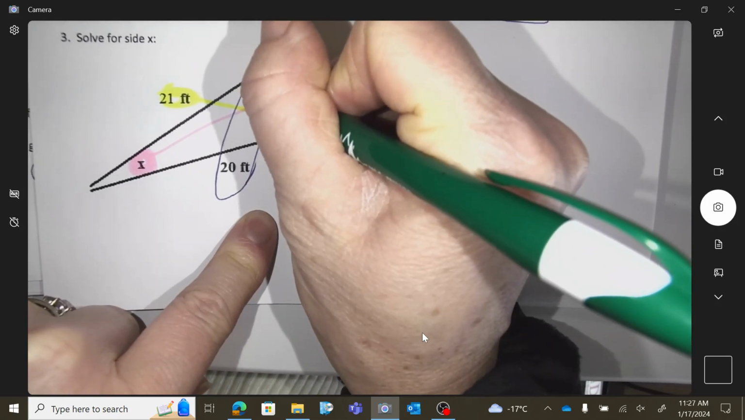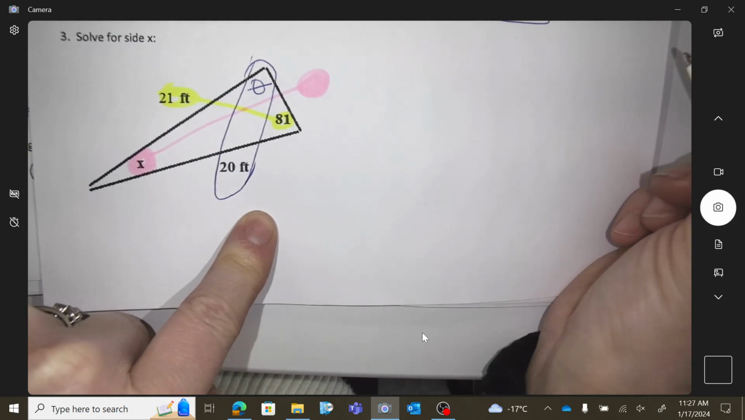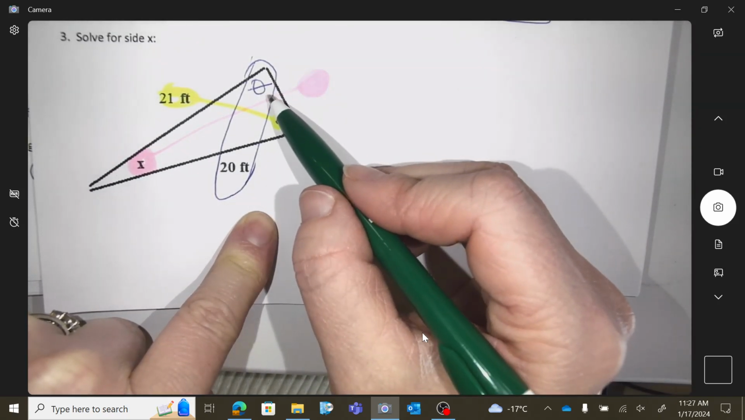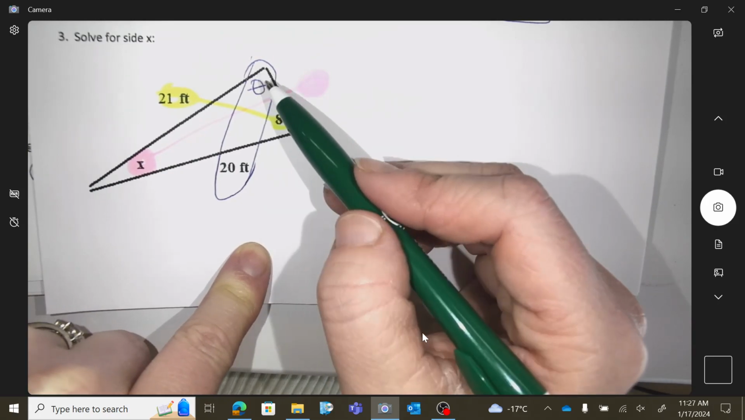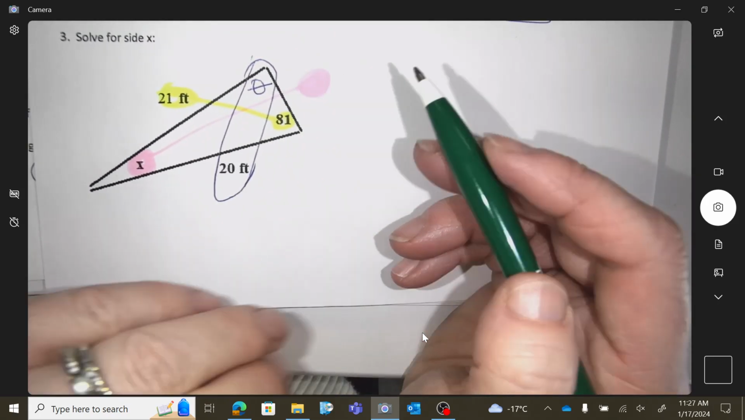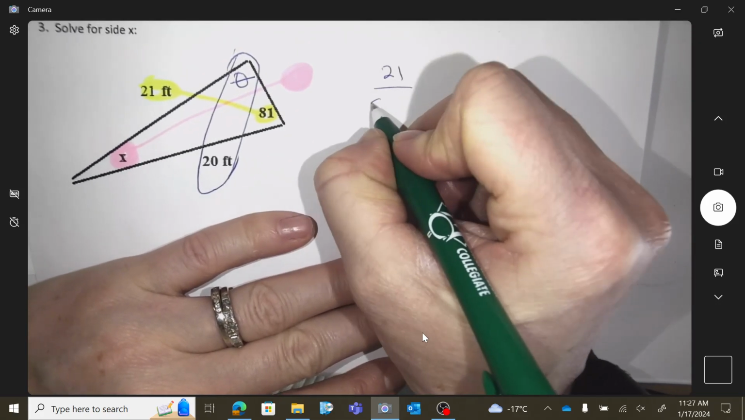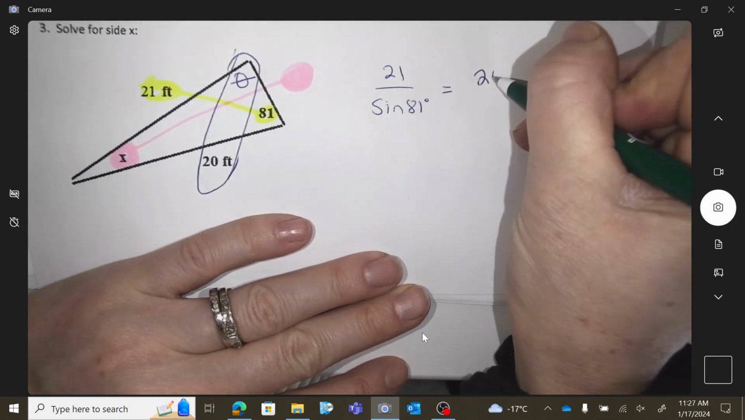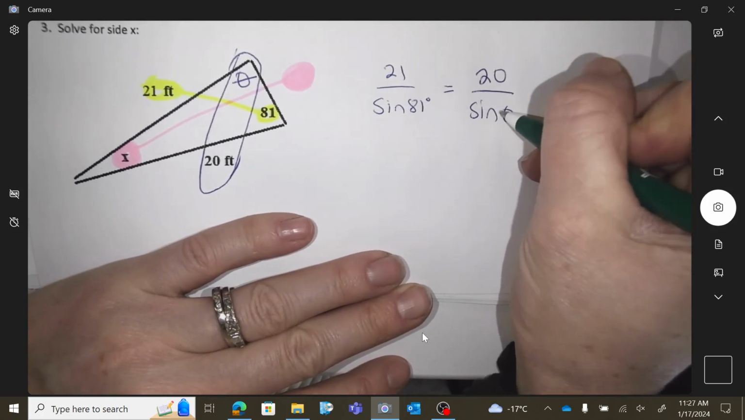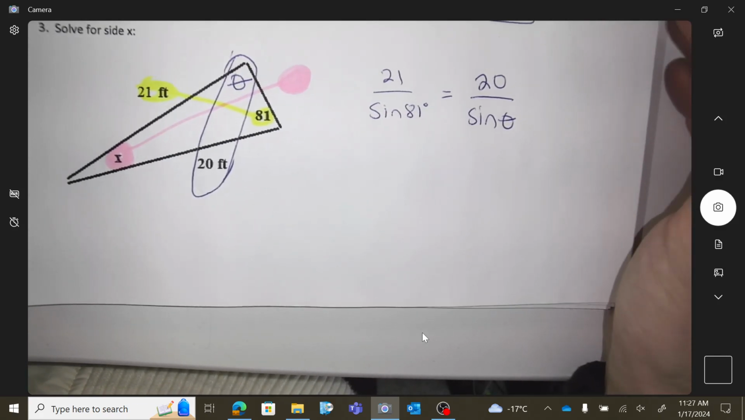With the 20, you should get this angle. If I get that angle, how will that help me? 180, yeah, the 180 minus. Okay, so let's go 21 over sine 81 equals 20 over sine angle. Please don't call it x. You can call it something else if you want.